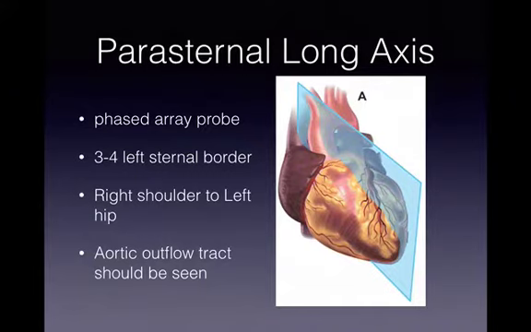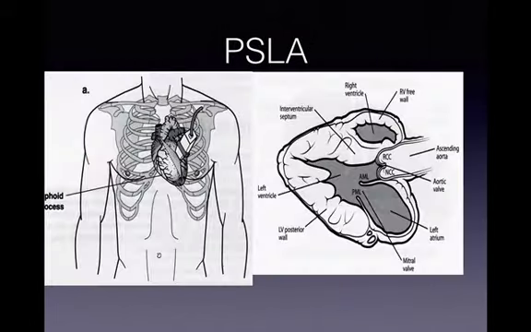In the parasternal long axis view, we're going to use the phased array probe. We're setting it to the cardiac preset, and we're going to place our probe in the 3rd to 4th left sternal border space. The marker dot will point from the right shoulder to the left hip, and we will see the aortic outflow tract above the left atrium.